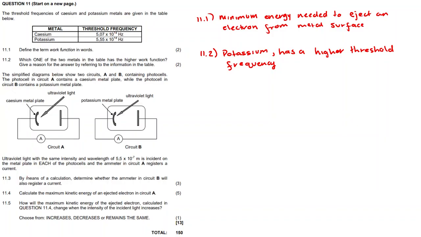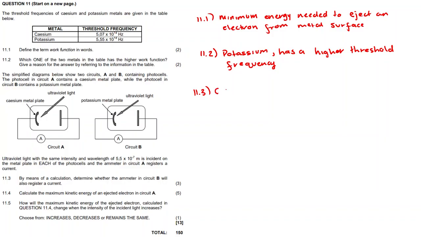Question 11.3. By means of calculation, determine whether the ammeter in circuit B will also register a current. To do this, we can calculate the frequency of the light that shines on the circuit. And if this frequency is higher than or equal to the threshold frequency, then it will also register a current.